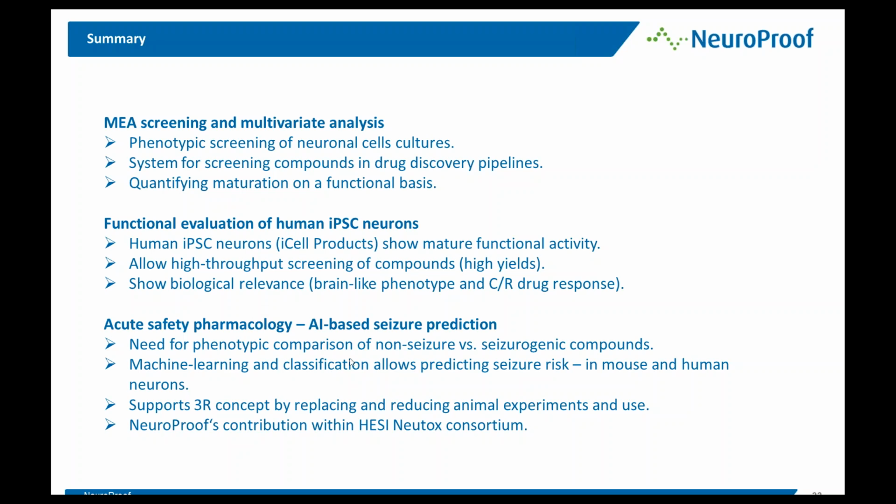We need the phenotypic comparison between non-seizure and seizurogenic compounds to predict most effectively those seizure liabilities in vitro. This machine learning we have applied here, and the classification allows this prediction in mouse and in human neurons. And by doing that comparison, we see actually the value of the human cells, because we not only use them to replace and refine, but they might be even more predictive than the current mouse models, which needs to be elucidated. With this, I want to thank you, and we are certainly open for questions.